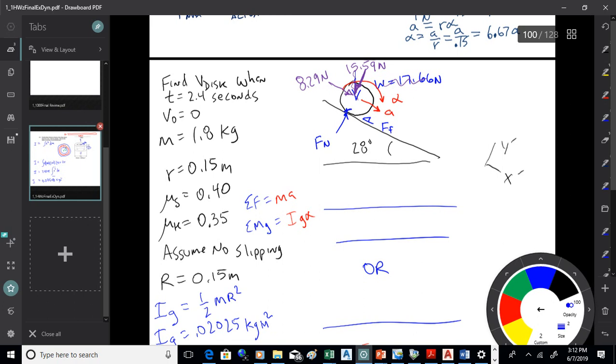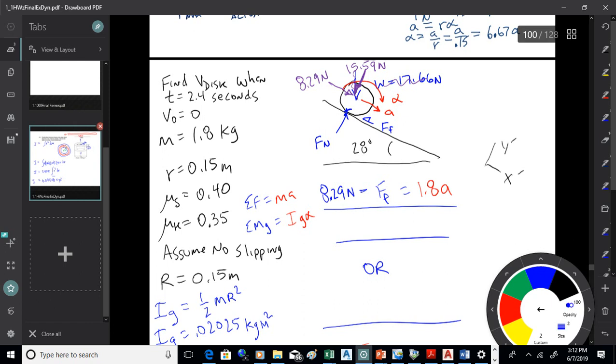So what do we got for F equals MA? What's pushing it down the ramp? The weight. And then what's resisting the motion? And then you got 1.8A. There you go. I mean, that's it.